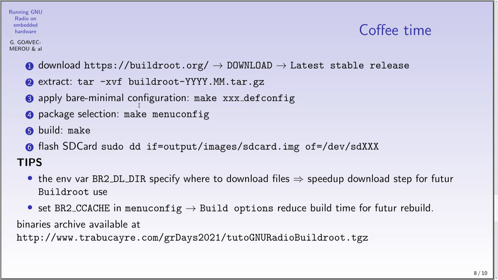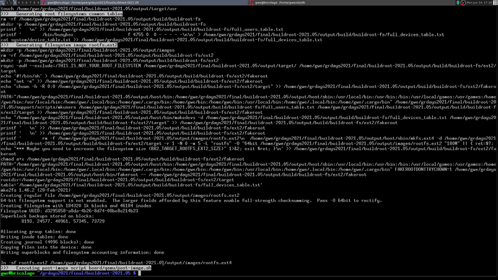To avoid losing too much time, if you want to start quickly, it's possible to download all files required for the next step at this address. So after a delay, depending on your host computer CPU and your internet connection, the Buildroot task is done, and now you have this message, and everything is okay.